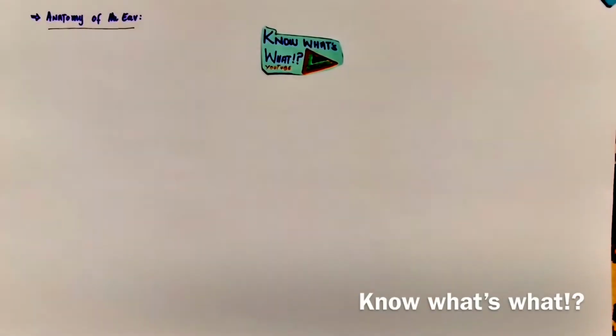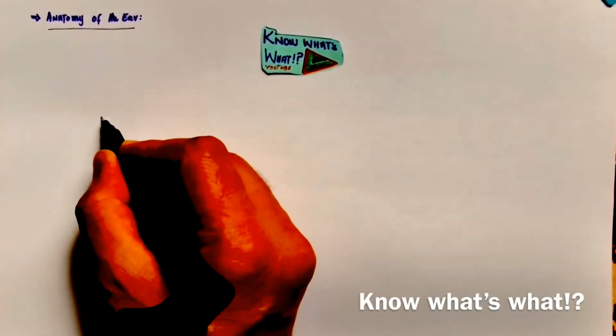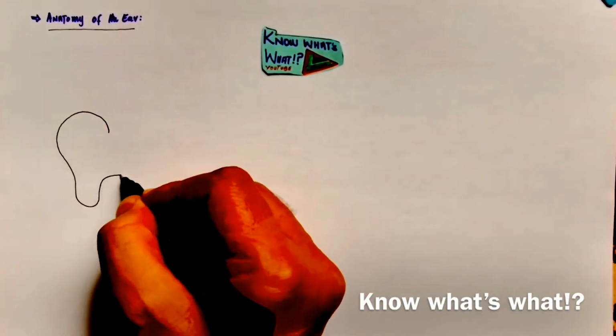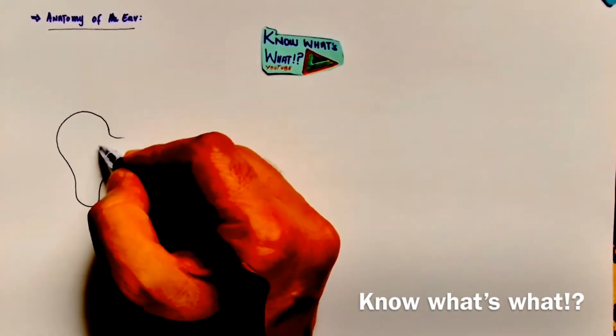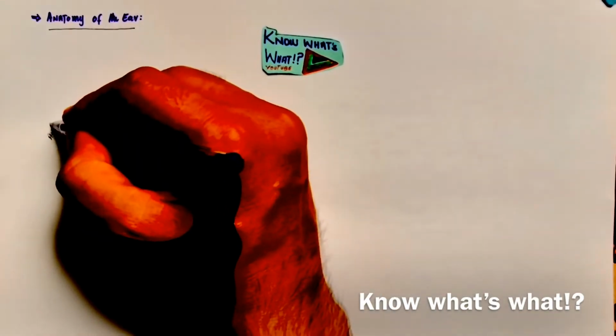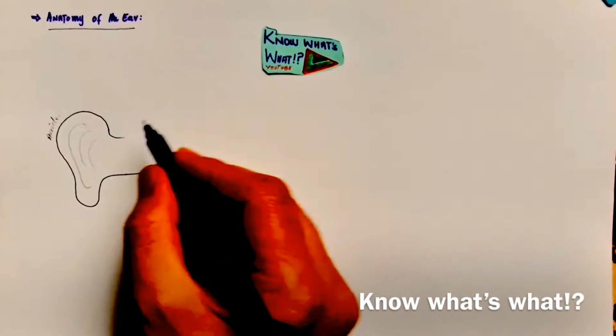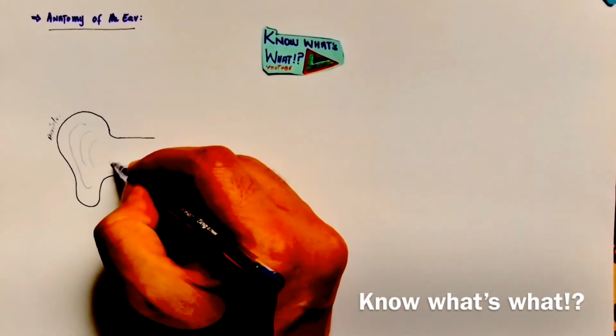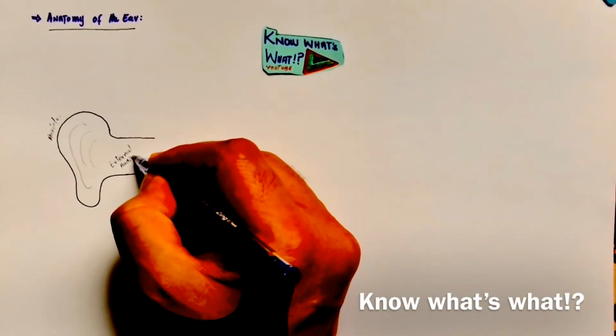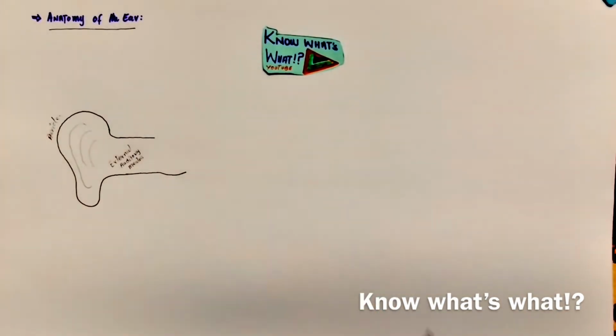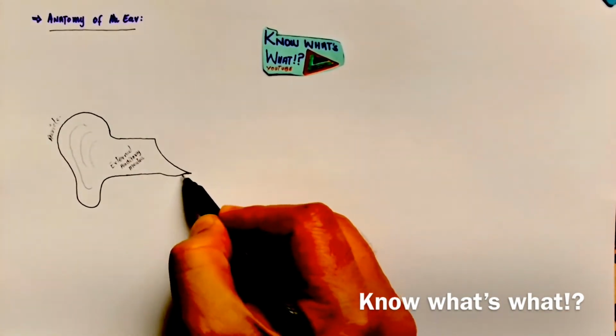Hi, in this video we are going to look at the anatomy of the ear. So here we draw one side ear and then label and then show the middle ear and the inner ear. So here's the auricle and here's a tube. It is the external auditory meatus. And here is a membrane. It's called the tympanic membrane.